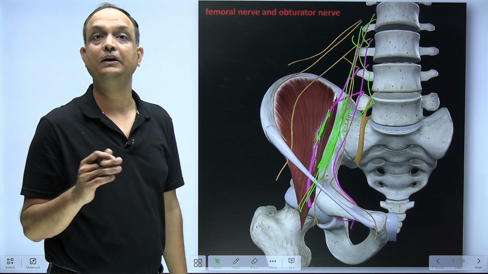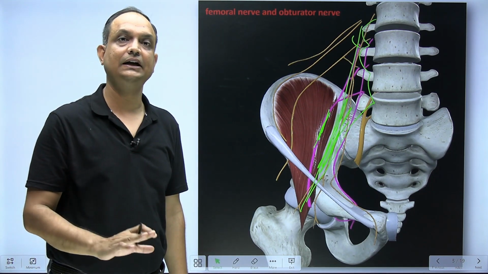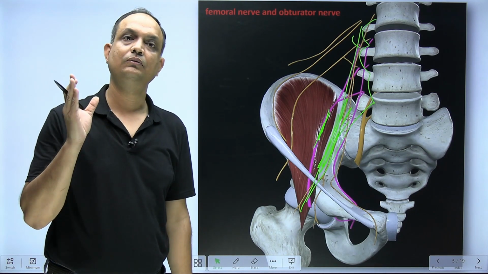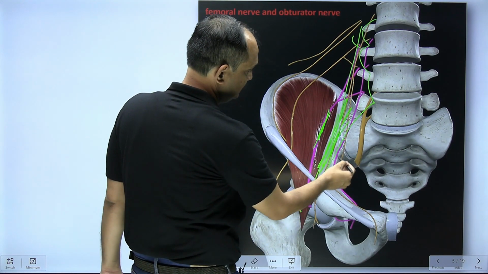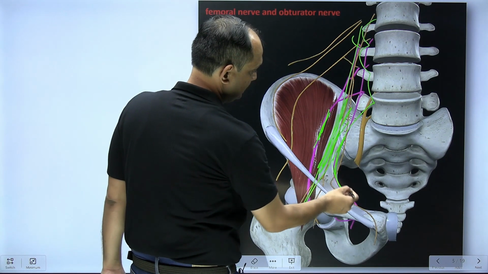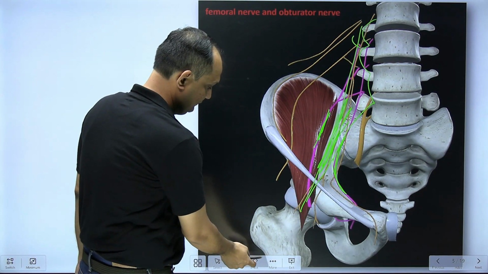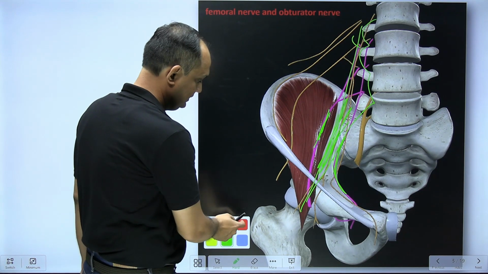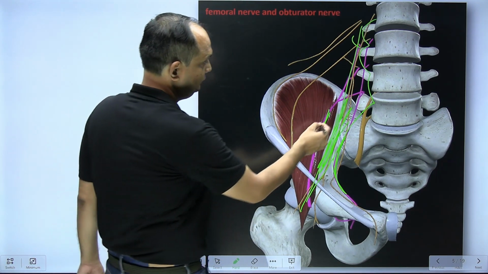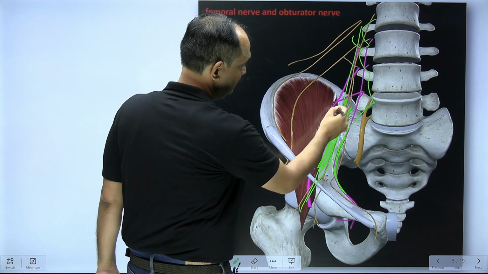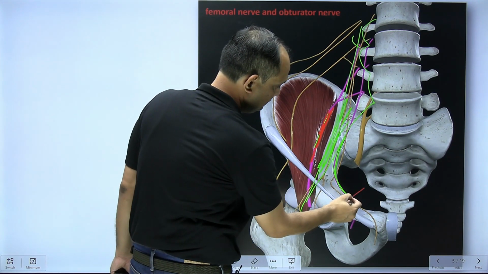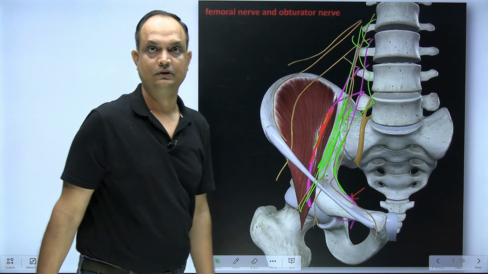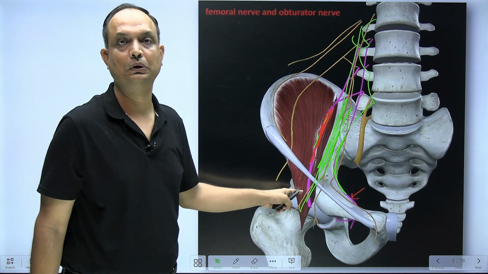So this is a very important thing to always identify in the dissection. If you are trying to see the obturator nerve, then you have to go on the medial side of your psoas major muscle. And if you want to see the femoral nerve, then you have to come on the lateral side of psoas major. Clear? So this is your obturator nerve, and this is your femoral nerve.